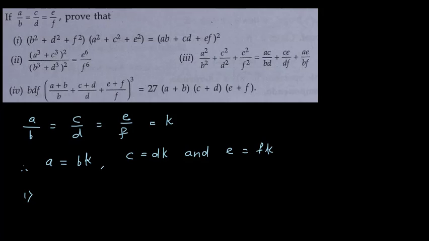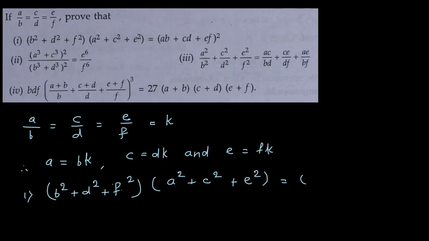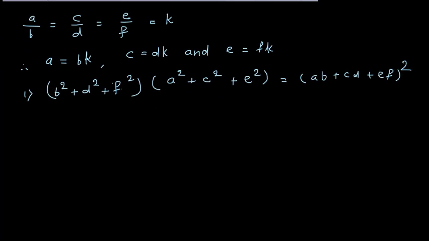So now the first question we have: B square plus D square plus F square into A square plus C square plus E square is equal to, we have to prove that this is, AB plus CD plus EF the whole square. Okay, so let us start with LHS, left hand side.